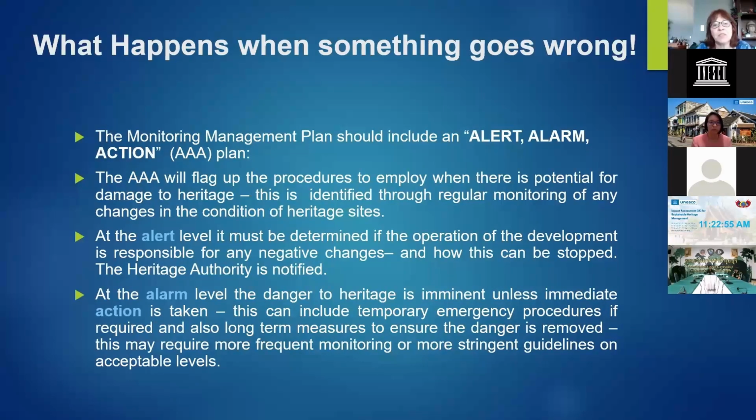So what does happen when something goes wrong? So the mitigation monitoring plan should also include, as Julie referred to earlier, the AAA, the Alert, Alarm, and Action Plan. So this plan will flag up procedures to employ when there is potential for damage to heritage. This is identified through the regular monitoring of the compliance monitor and also through any changes in the condition of the heritage sites. So what it means, at the alert level, it must be determined if the operation of the development is responsible for any negative changes and how this can be stopped. The heritage authority will be notified at this point.